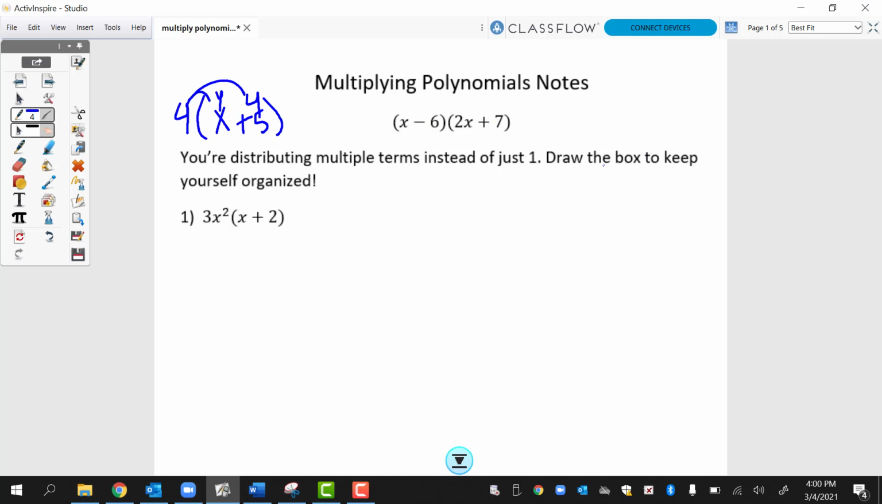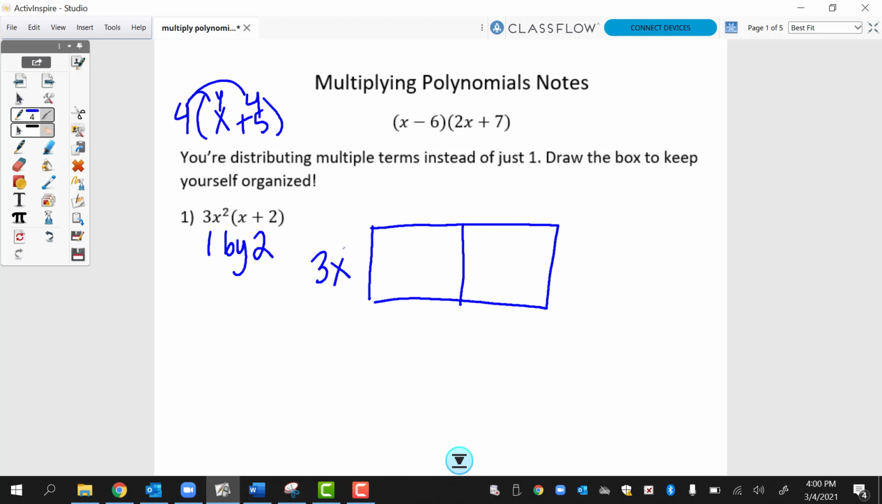So we're going to draw a box to keep us organized, to know what we should be multiplying together and what we shouldn't. If I look at number 1, I see on the outside there's one term, and on the inside there's an x and a plus 2, so that's 2 things. This is how I know how big to draw my box. I'm going to draw a 1 by 2 box, so that means I'm drawing 1 box this way and 2 boxes this way. I'm putting this on the side with 1.